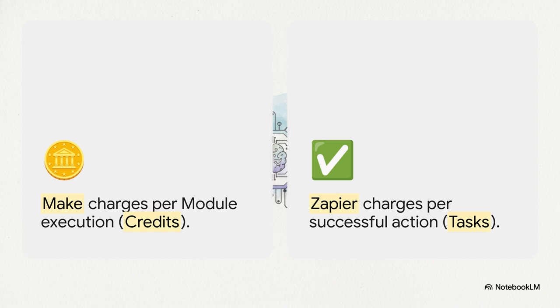Make uses a credit-based system. They charge you a credit for every single module that fires. This includes triggers that check for new data even if it doesn't find any data. It includes filters, and includes logic steps. On the flip side, competitors like Zapier generally charge a task only for a successful end action, which means their triggers and filters are often free.